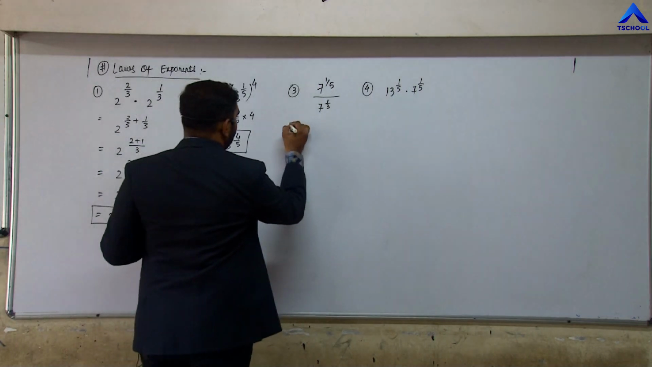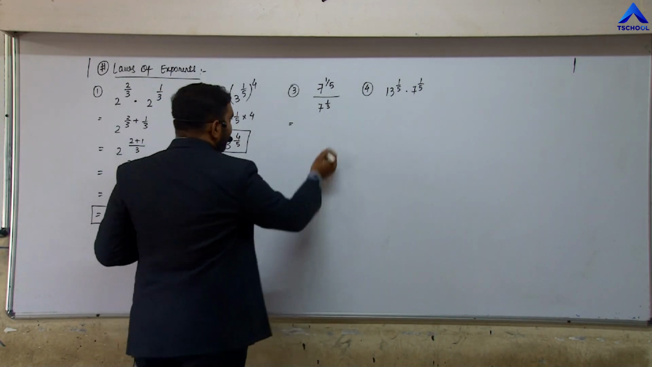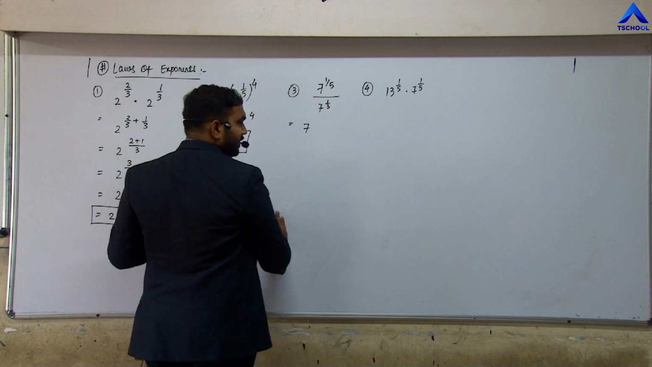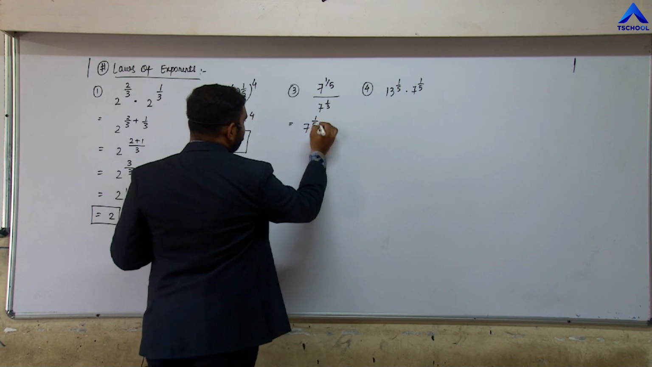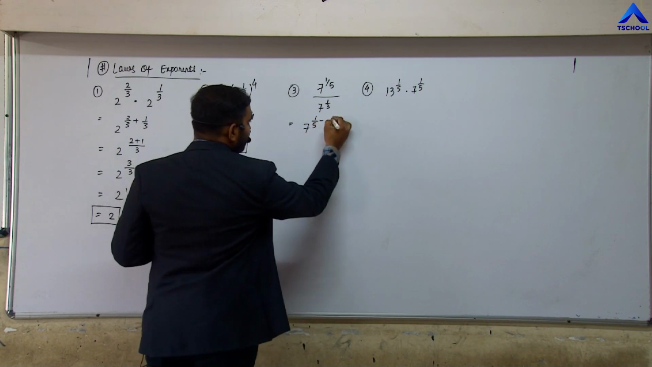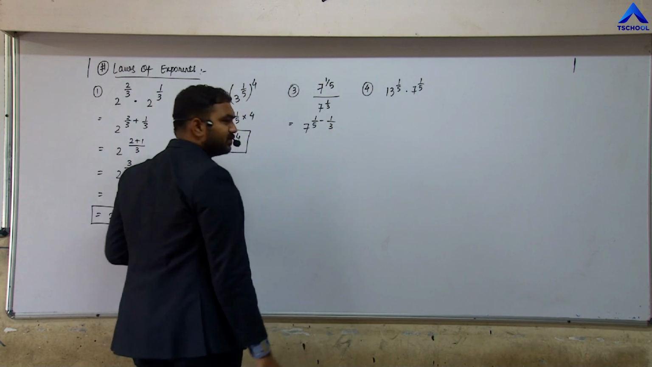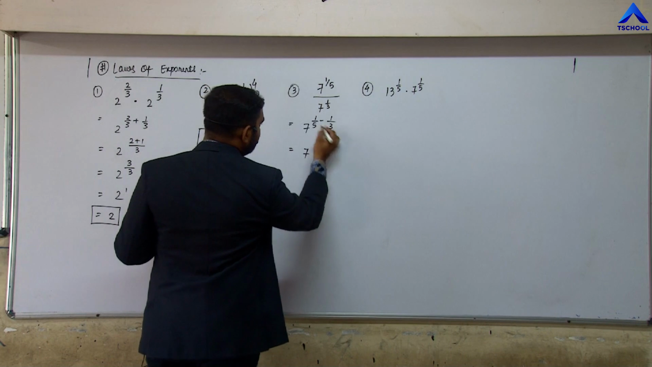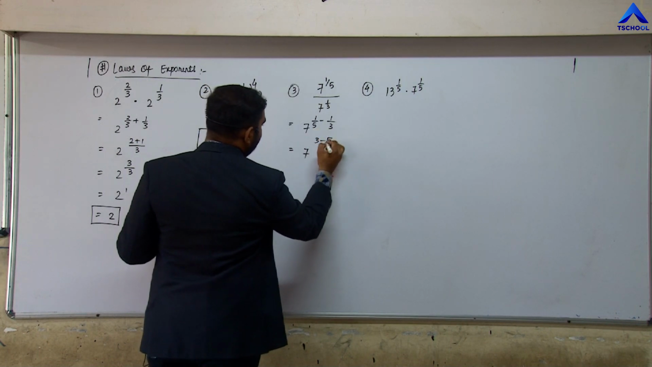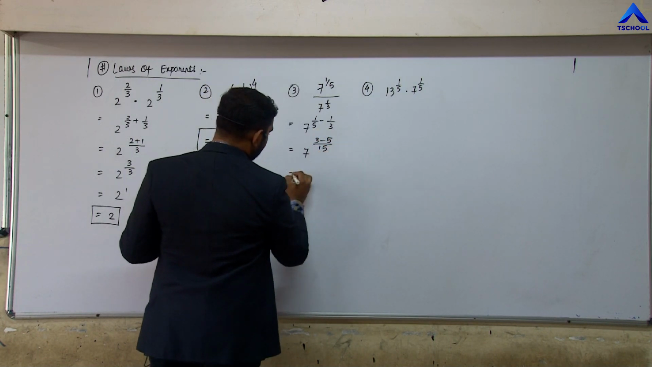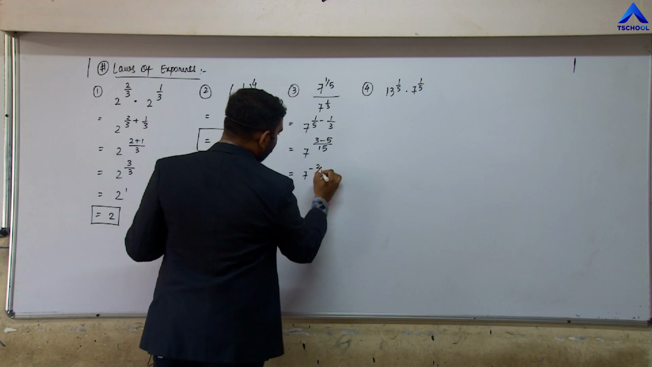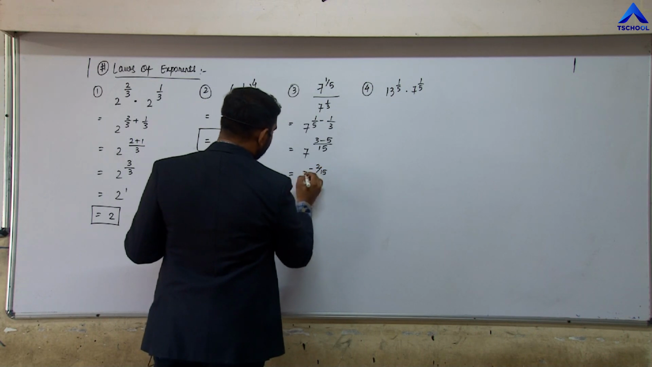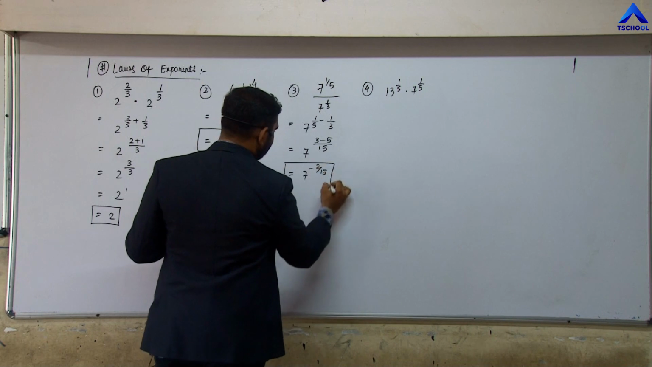The third one has the division part, which means common base and the exponent of the denominator is subtracted from the exponent of the numerator. So that will give me 7 raised to 3 minus 5 upon 15, that is 7 raised to minus 2 by 15, right? And that is the answer.